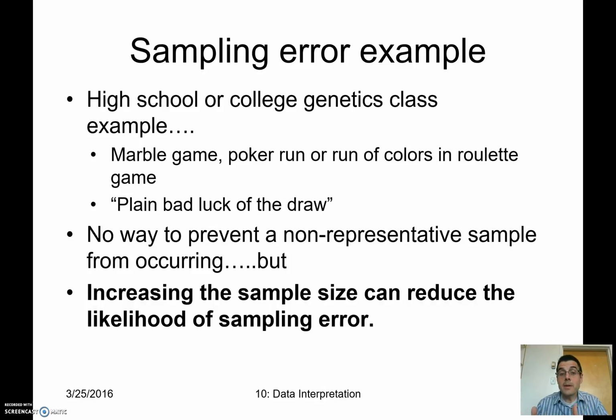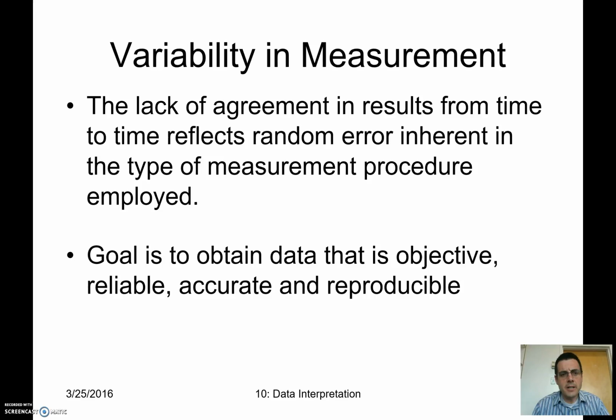And so there's really no way to prevent a non-representative sample, other than increasing the sample size to reduce the likelihood of sampling error. So as I've said in class before, instead of just taking the first 10 individuals on the front row, are we able to take 20 individuals and randomly select them throughout the room? And would that be more representative of everybody in the College of Science or in the Department of Nutrition? That's the way that you would be able to deal with sampling error.